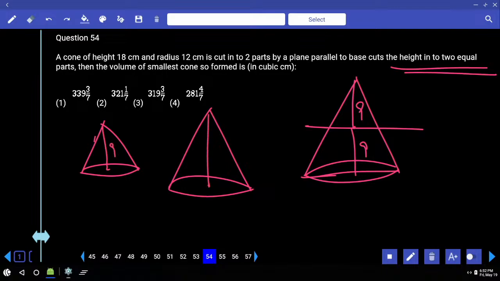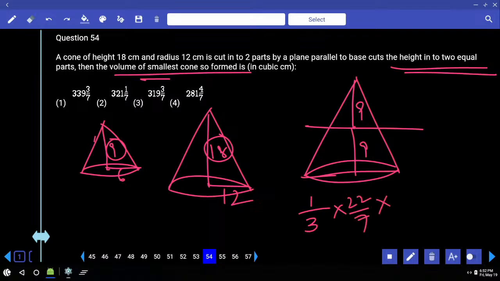What about the height of this? 18. So the ratio of the heights is 1:2. In the same manner, the radius will also be divided in the ratio 1:2. What is the complete radius? 12. So this should be 6, isn't it? Then what is the volume? 1/3 pi r squared, that is 6 into 6 into height 9. 3 cancels 3 times. So it should be a multiple of 11, but here mixed fractions are given. We should definitely calculate it.